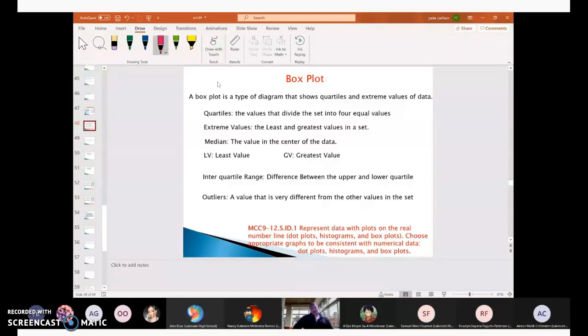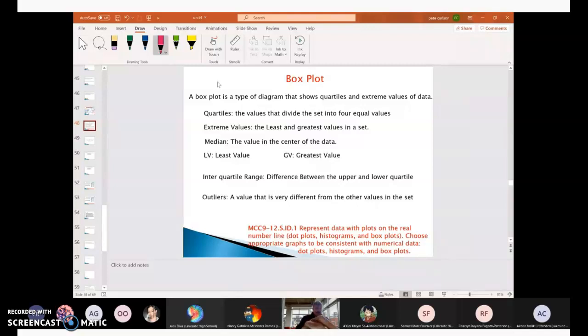The extreme values, we talked about these the other day, those are your outliers. Those are the numbers that are the lowest number and the greatest number of your set. We should all know what the median is. That's the center of your data. When you see the letters LV and GV, that stands for least value and greatest value.